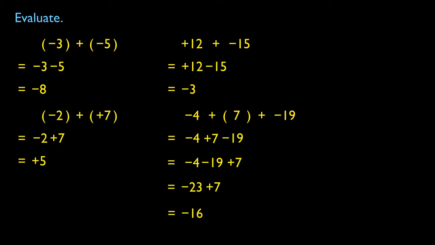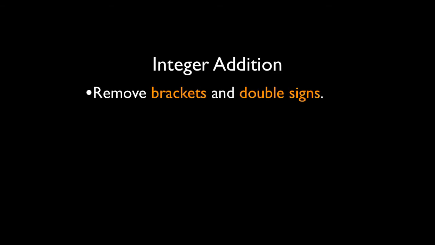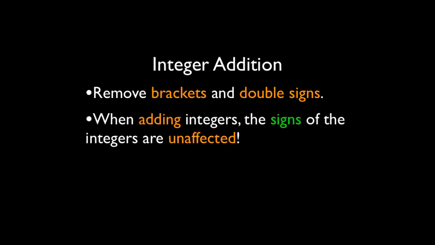So effectively, that's all there is to adding integers. You can just drop the brackets, you can drop the addition signs, and just treat the integers as they are. So just in summary, I say for integer addition, the first thing we want to do is remove all brackets and get rid of the double signs. And then remember along the way that when adding integers, the signs of the integers themselves are completely unaffected. That's all there is to it.